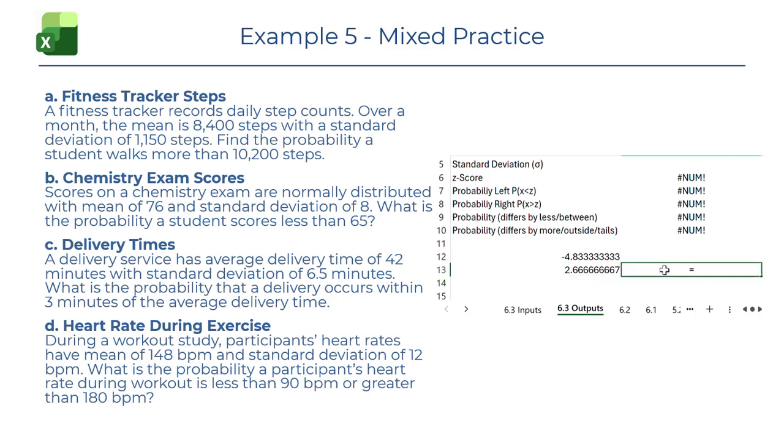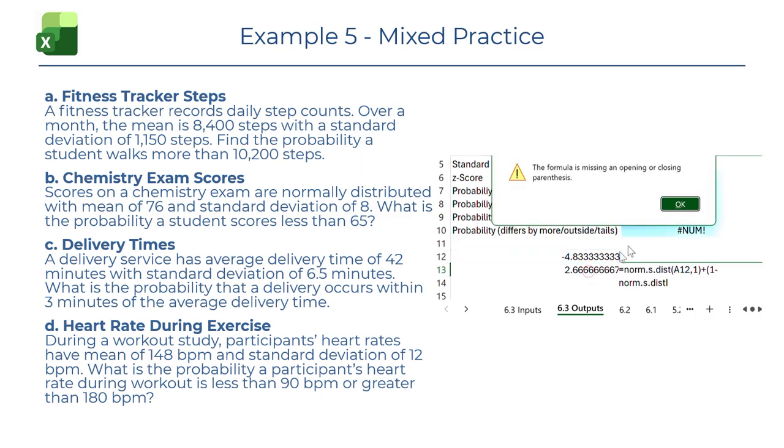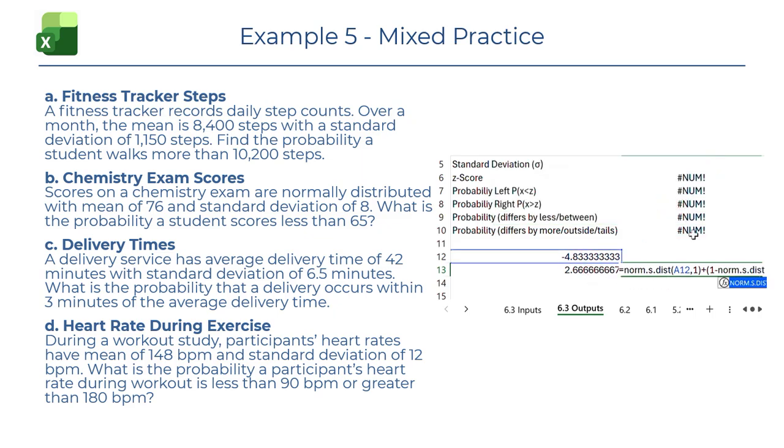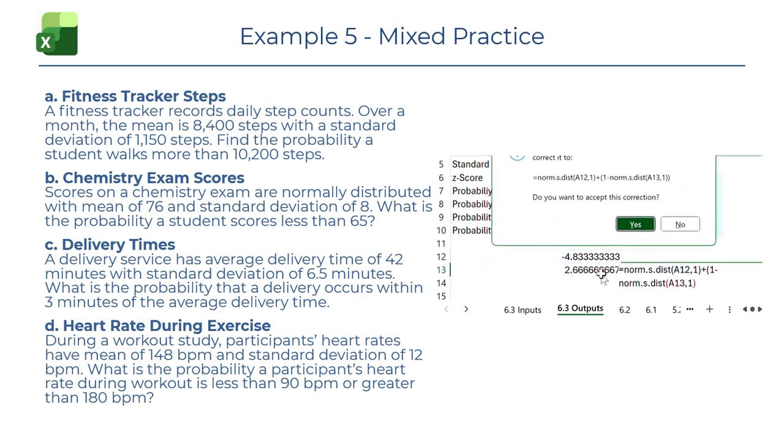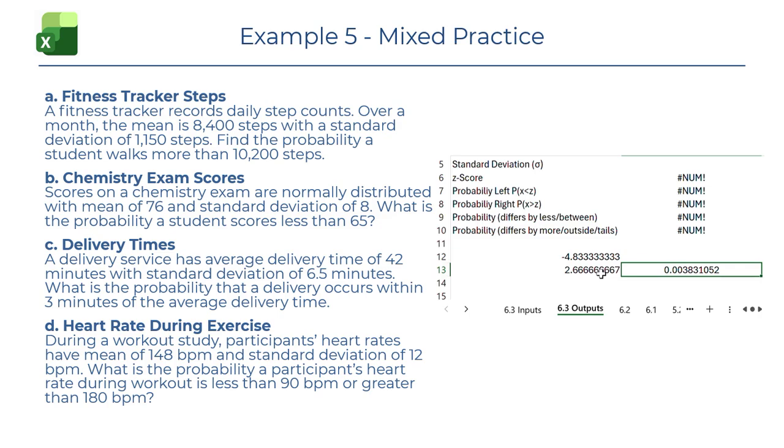So my solution will be NORM.S.DIST, and I'm going to take that's to the left of the negative z-score, plus parentheses 1 minus NORM.S.DIST, and then the greater z-score, comma 1. Now I could have also done this going back to my 6.2 spreadsheet. Either way, I get 0.0038.